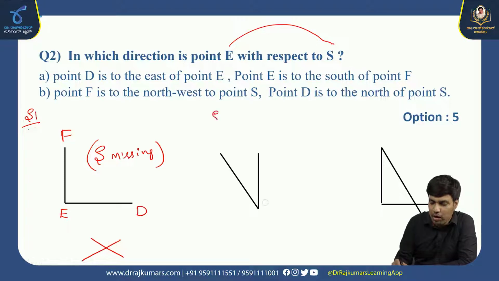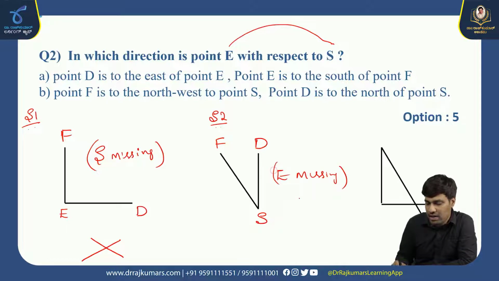Coming to statement 2 now, they are telling point F is to the northwest of point S. To the point S, F is in the northwest direction. Then again, point D is to the north of point S. We have the requirement of E and S to solve the problem, but we are having only S in statement 2. E is missing. With this missing parameter, we can't conclude this as sufficient data. So statement 2 is also not sufficient.